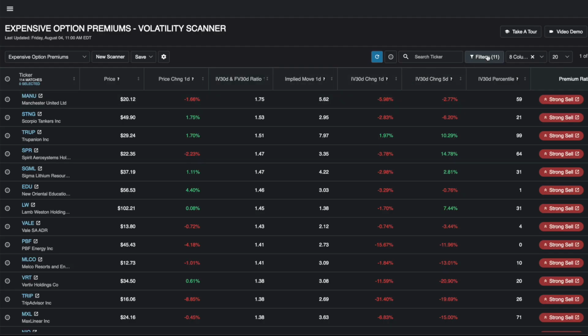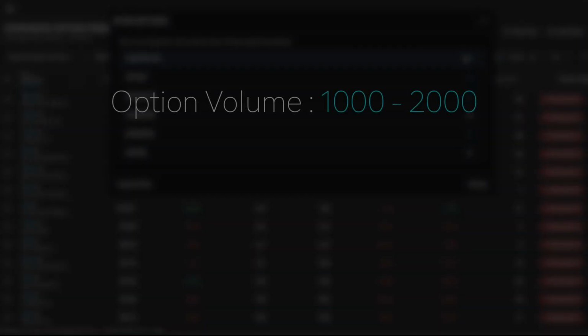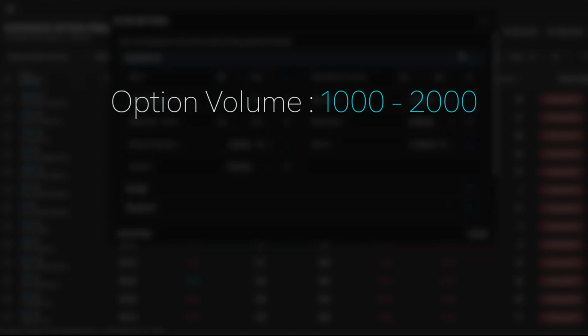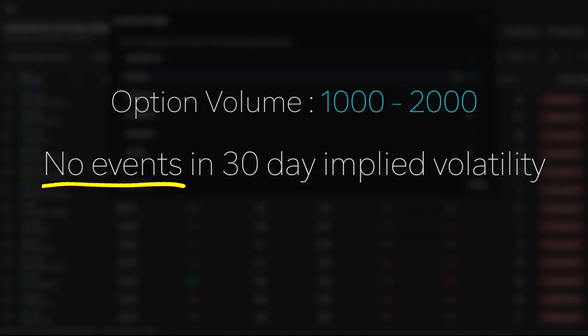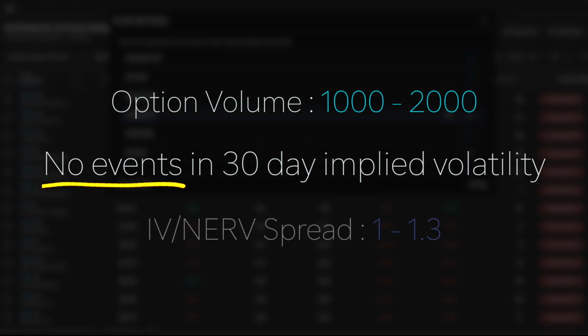We like to set up a scan where option volume is above 1 to 2,000, so it only shows us tickers with liquid options. We want no events in our 30-day implied volatility window. This filters out any earnings announcements or other known events that would push implied above realized volatility for a reason. And finally, an implied volatility to non-event realized volatility spread, anywhere from 1 to 1.3.